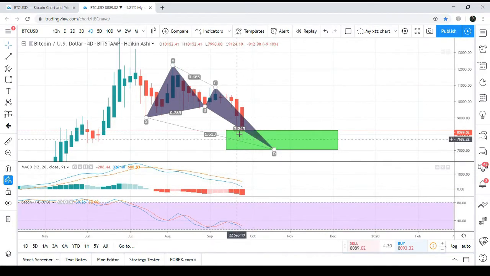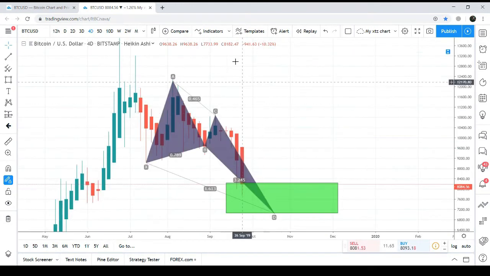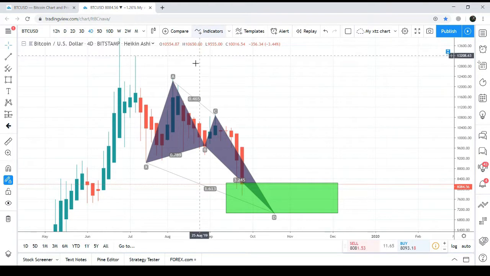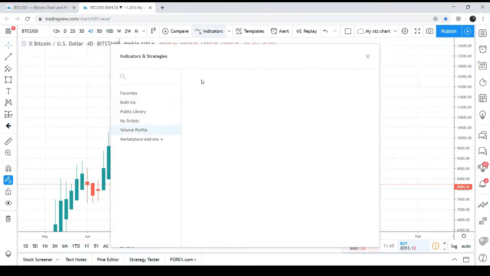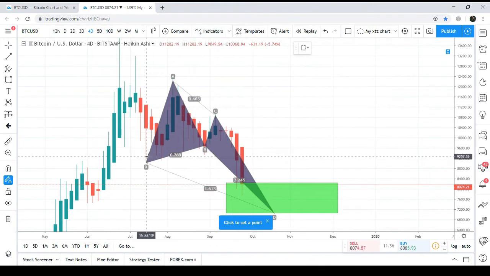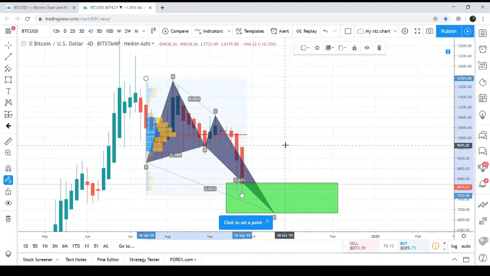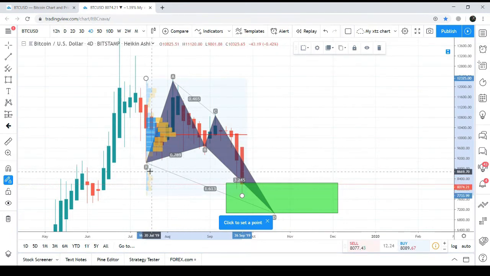Then we can take the long position, or we can buy or enter in the trade. Now if I place the volume profile, and this is the volume profile indicator, I'm just selecting the fixed range of the volume profile, and I'm just selecting the complete price action of this pattern within the fixed range of this volume profile. See that the volume profile is showing that the trader's interest is still very low at this area.